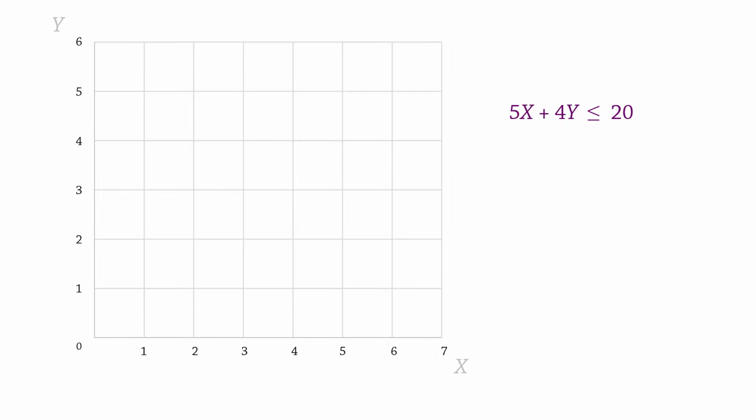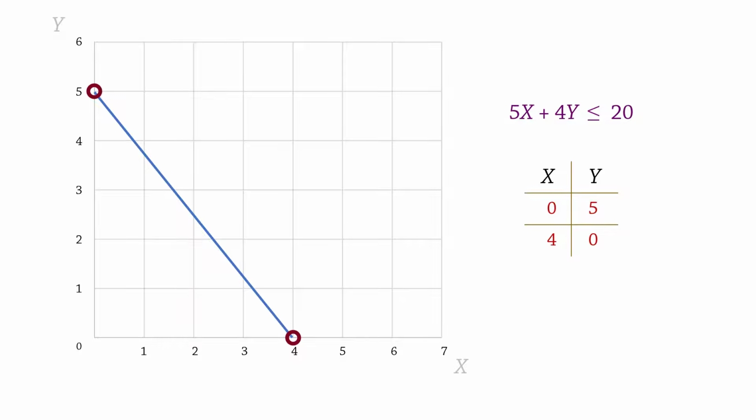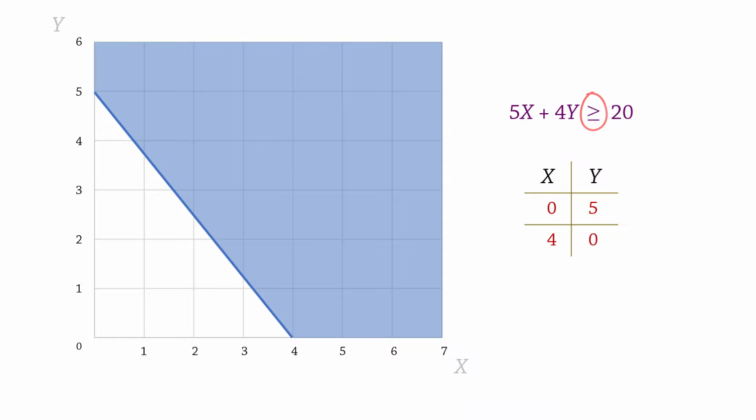To draw the constraint line, we only need 2 points, and we often use points where x and y are 0, since those are easy to calculate. So when x equals 0 here, y is 5, and when y equals 0, x is 4. Joining those 2 points, we have the constraint line. Since this is a less than constraint, it will be satisfied below the line towards the origin here. And if it were a greater than constraint, it will be satisfied above the line away from the origin.